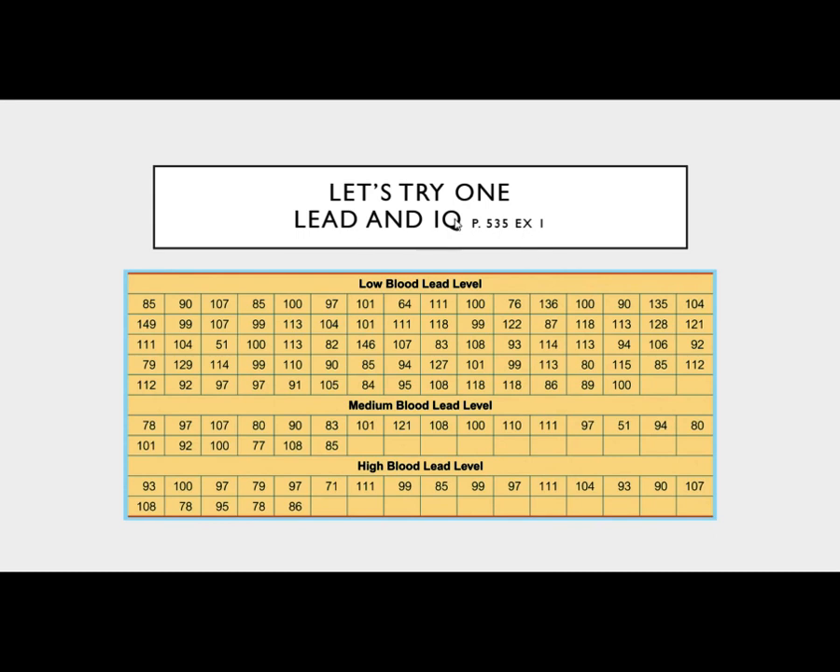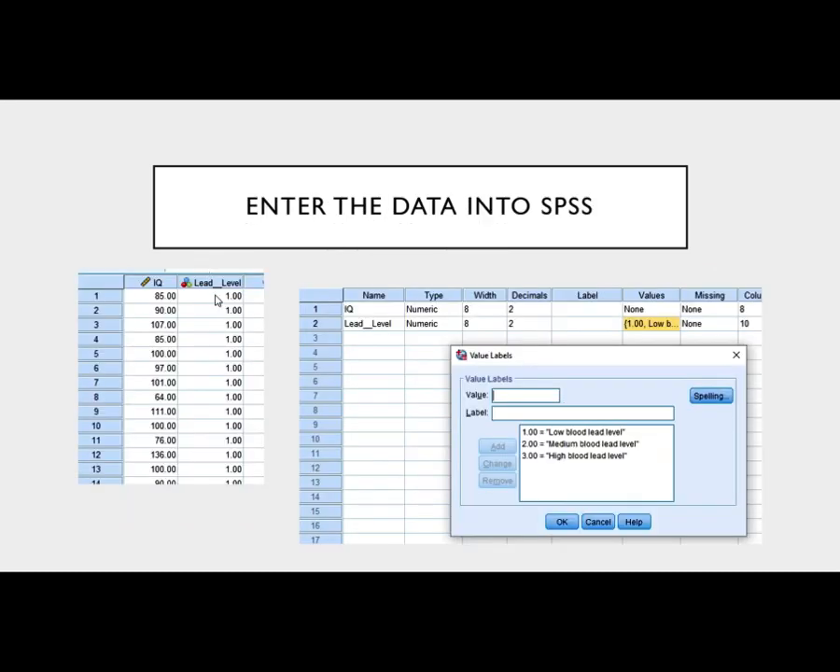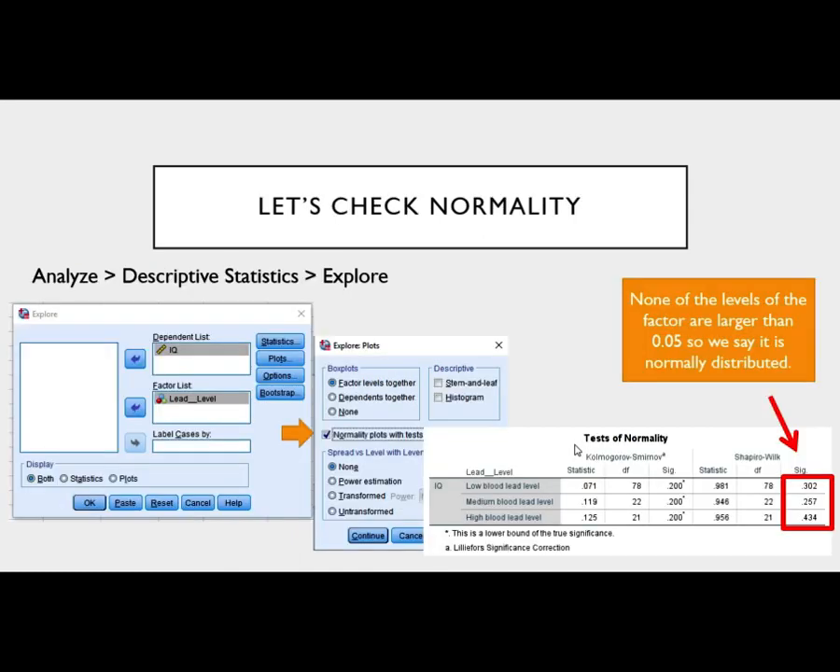All right, so let's look at an example on page 535, example 1. We're comparing children's IQ level and whether or not they had low, medium, or high blood lead levels. So what I did was I took all of these data and I entered them into SPSS. The first group got the label 1, low blood level. The second group got the number 2, medium, and then high.